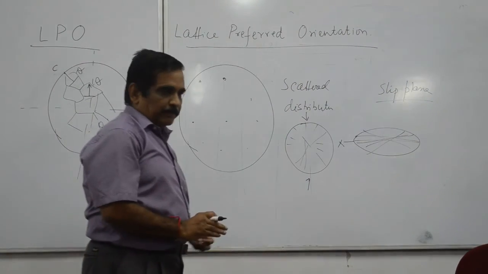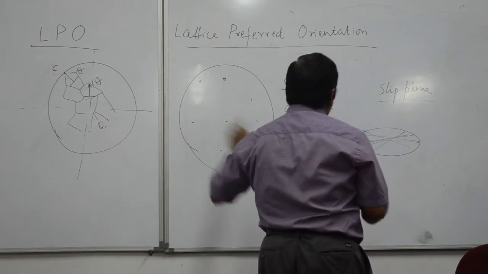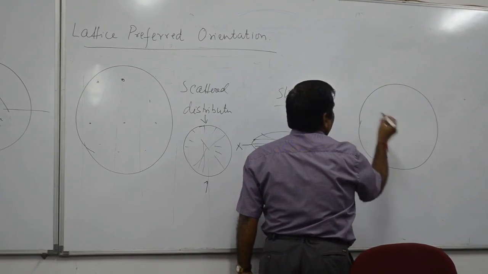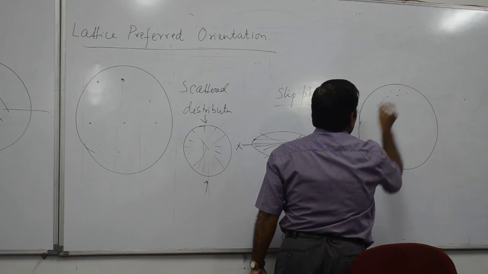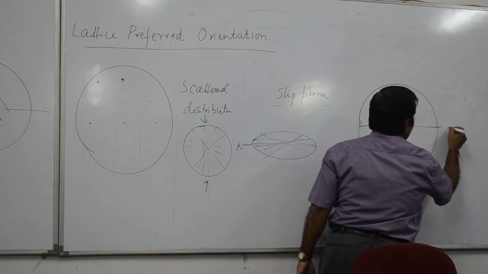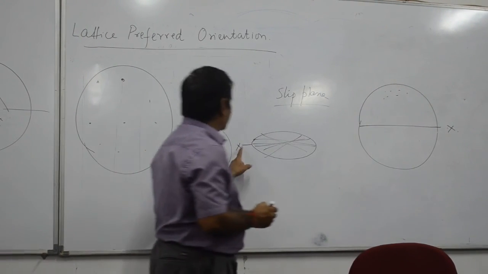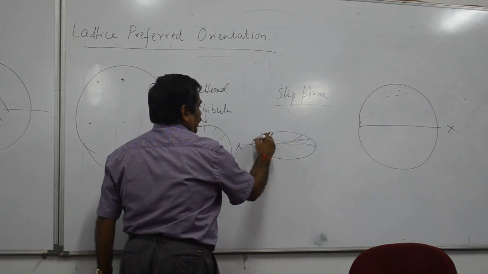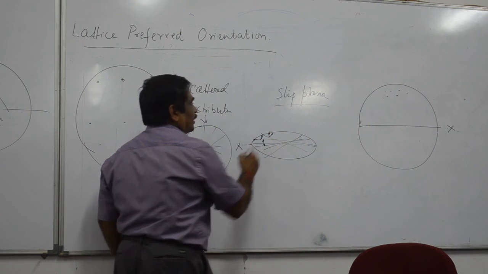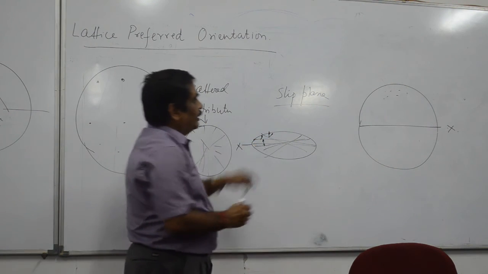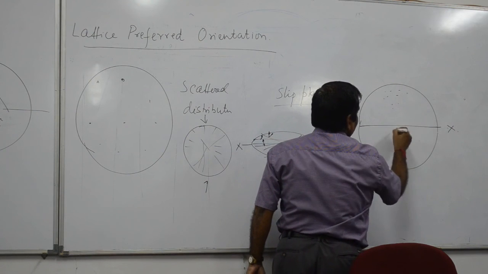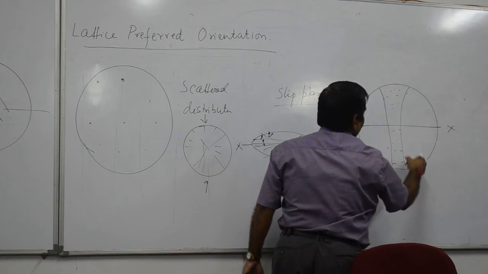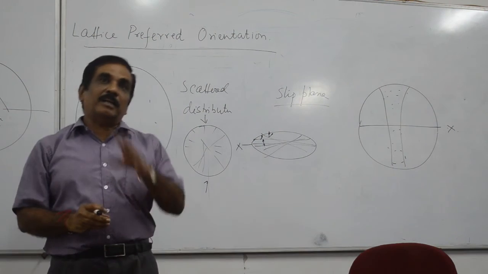So in this case, after deformation, if you take the orientation of the C axis and plot it in a stereo net, they will be plotting here. This is the elongation direction X. So the optic axis will be perpendicular to that, exactly perpendicular. So how will this axis be plotted? Some will be here, some will be here, like this. So this will produce a girdle like this. This is called girdle distribution.